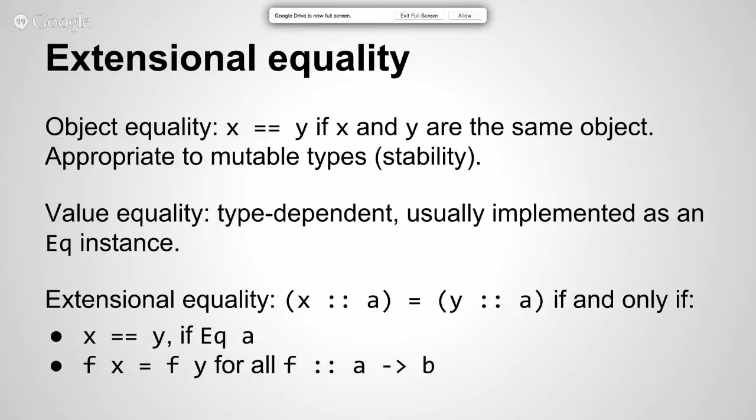So you're saying they're equal if they're equal according to their type, and if there is no equality for that type, then you might still have mappings into a type that does have equality, and the images under those mappings will be equal as well. So f is an arbitrary function, and you can't do funny stuff like return a random number because there's no IO.